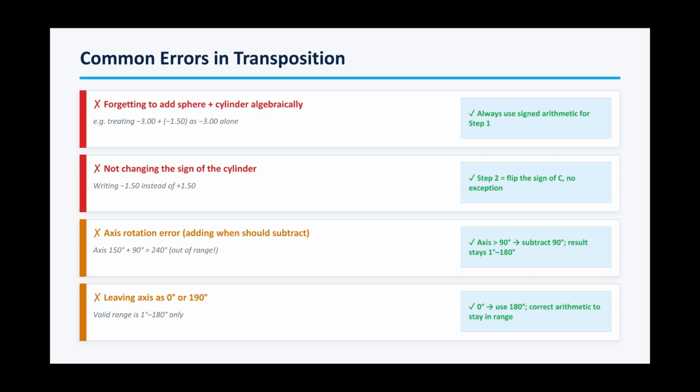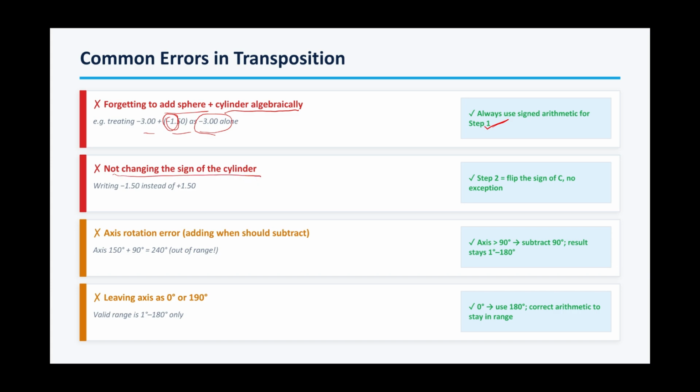The first thing is forgetting to add sphere and cylinder algebraically. I already told you the sign is very important, okay? When we add two values of the same sign, we always end up with a higher value. When we add two values of opposite signs, we end up with a smaller value. So make sure that you have done the first step correctly, that the addition has been done algebraically.